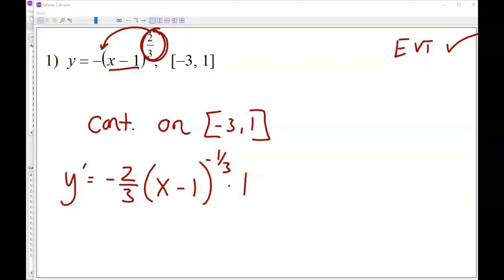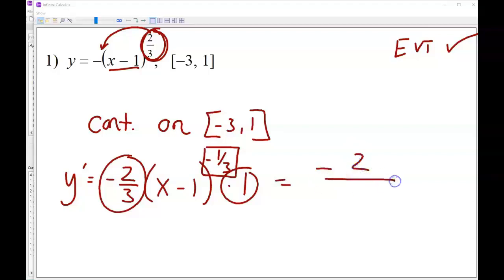Now I'm going to clean this up a little bit. First of all, if you multiply the 1 times the -2/3, you just get -2/3 still. And then this little -1/3 is actually going to throw the x minus 1 into the denominator. So it's going to look like this. The -2 is in the top, and so is the 3. And now the x minus 1 goes in the denominator with a 1/3.